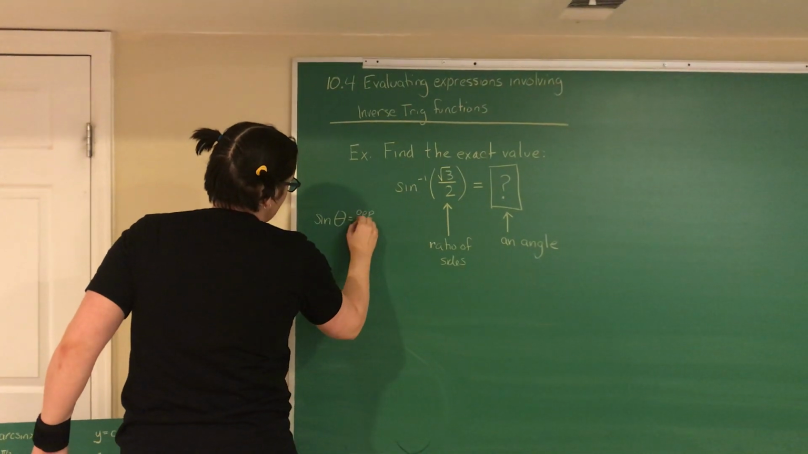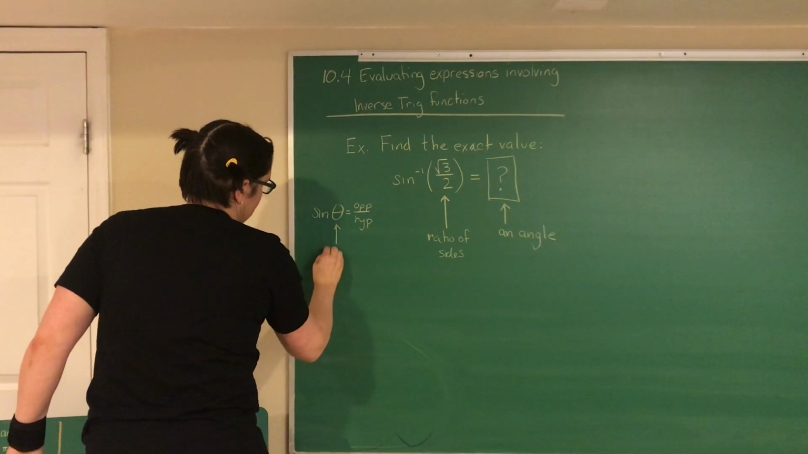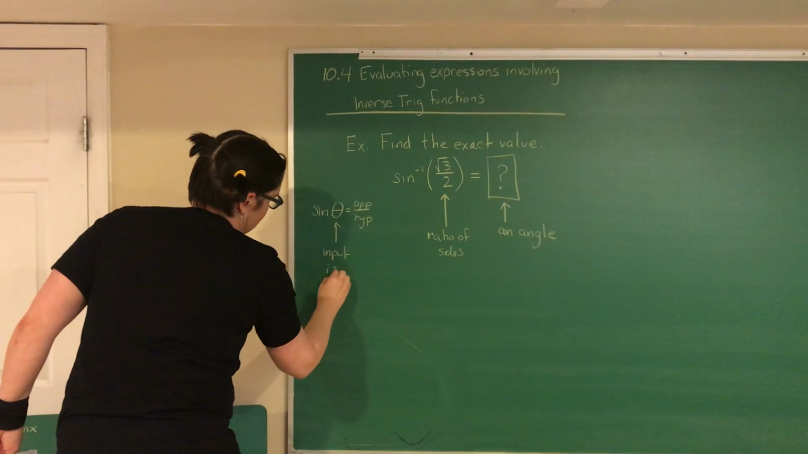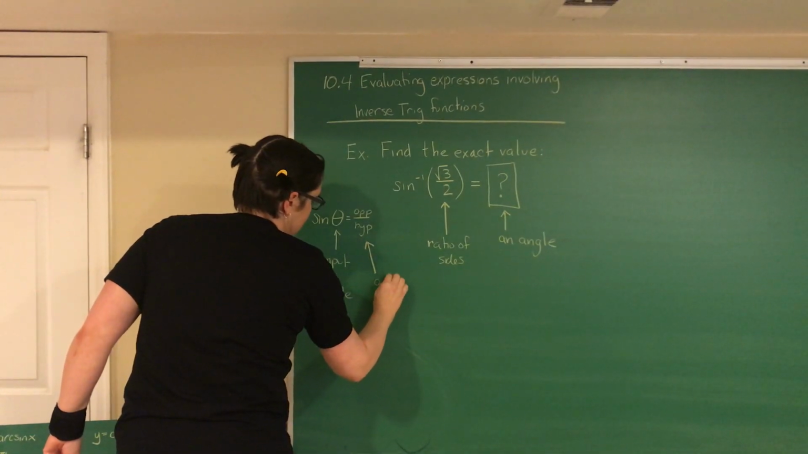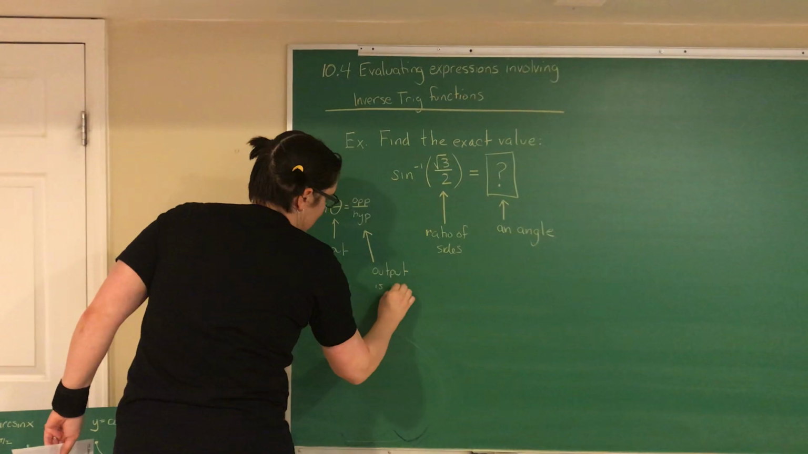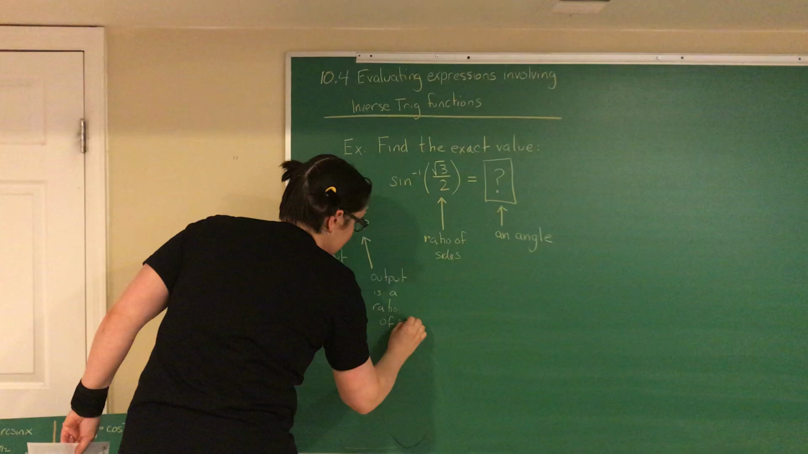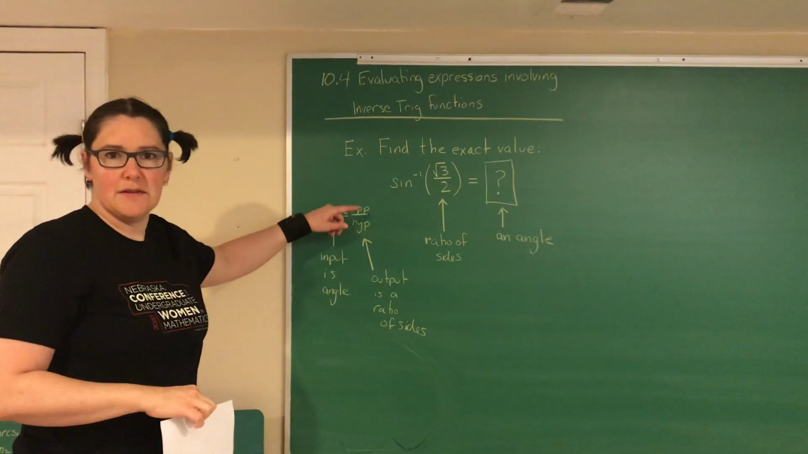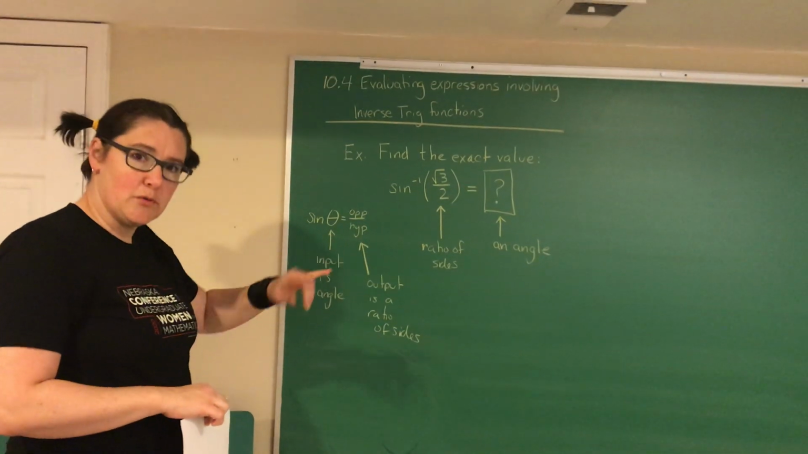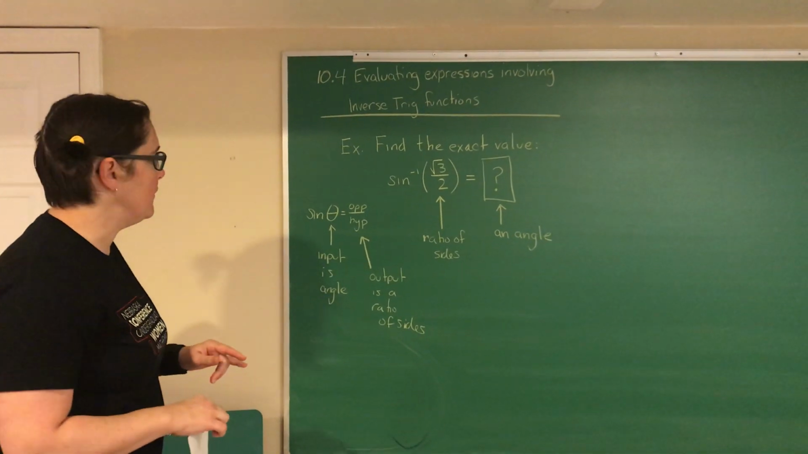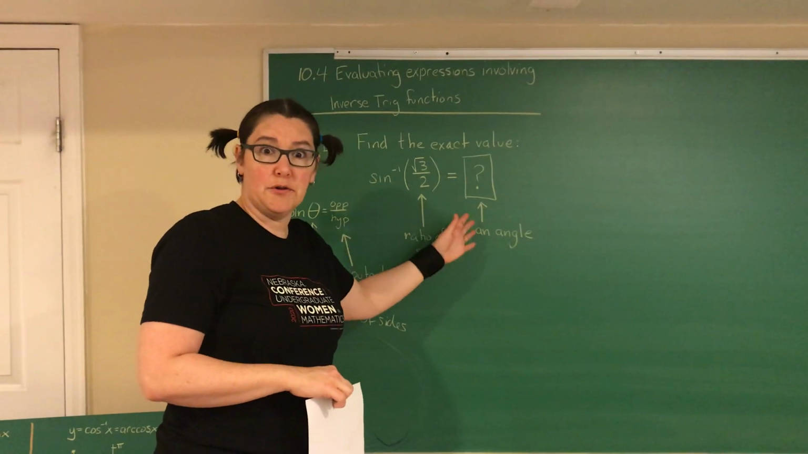And this kind of makes sense because when I think about the original function, sine of theta is opposite over hypotenuse, so the input is an angle, and the output is a ratio of sides. In particular, for the sine function, the output is the opposite side over the hypotenuse side. So when we look at the inverse function, we're flip-flopping the input and output. So now our input is a ratio of sides, and the output that we're looking for is an angle.